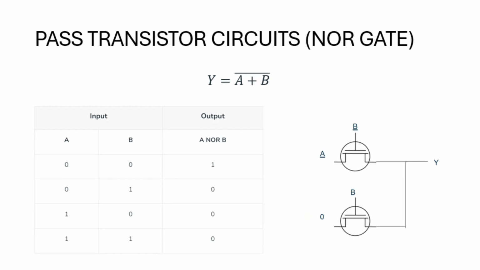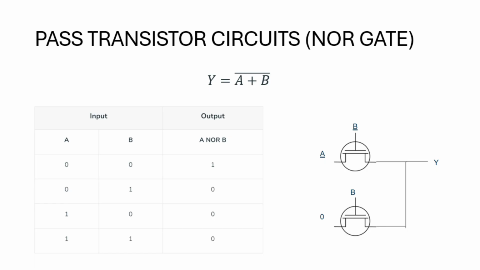Next, consider a NOR gate. For a NOR gate, the logic equation is y is equal to a plus b whole bar. For a NOR gate, only the first input combination, that is A being 0 and B being 0, generates a logic of 1, and all the other combinations generate 0. For this, again, we can make one input our gate signal. So let's try to switch it up.